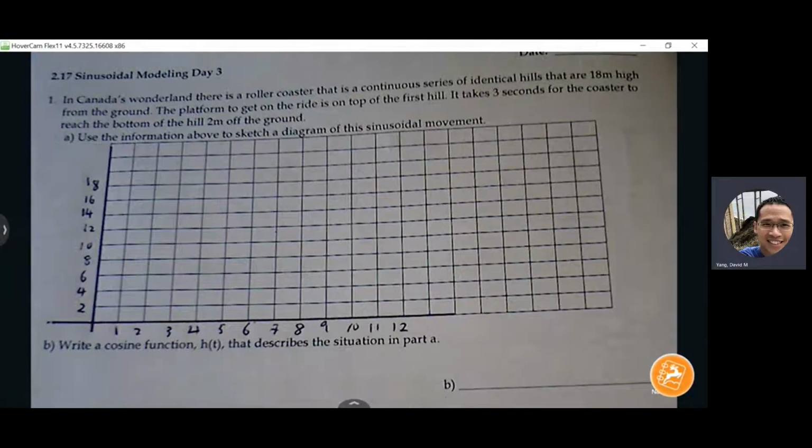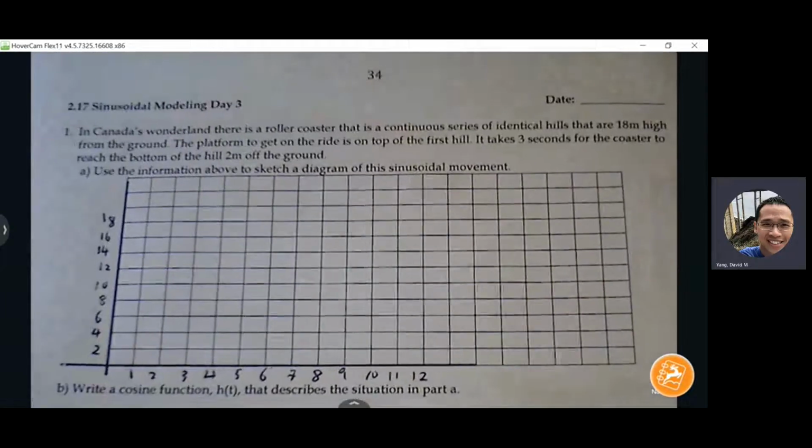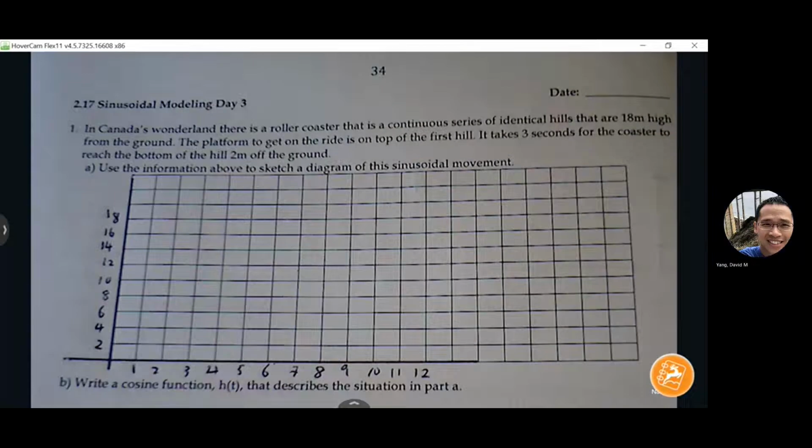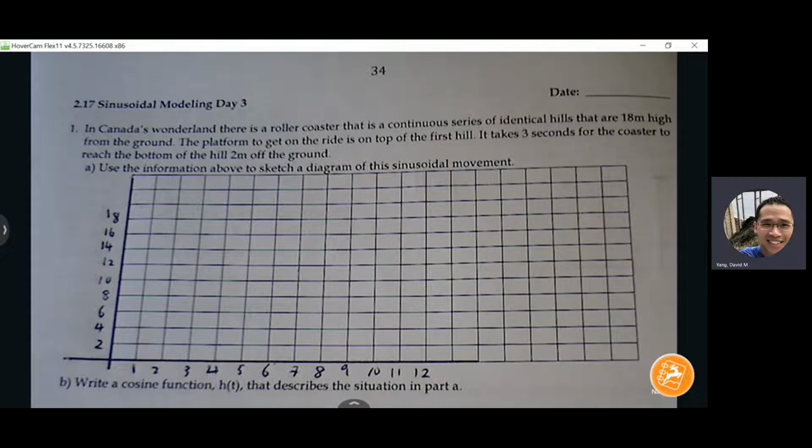Okay, go ahead and read the problem, page 34. I sketched the graph for us and see how much you can figure out. And I'll definitely walk through each step with you.